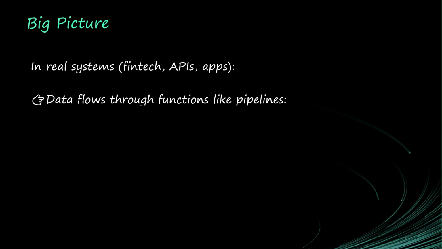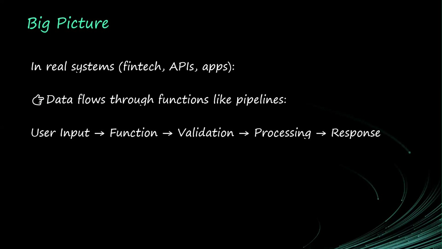Now the big picture is that in real systems like fintech, APIs, applications, data flows through functions like pipelines. Do you understand? Data flows, in most of the things we do. Even if we're using object-oriented programming, the methods are still the things that drive whatever we are doing. So a user's input goes into a function, which will validate, then do processing, and then respond.